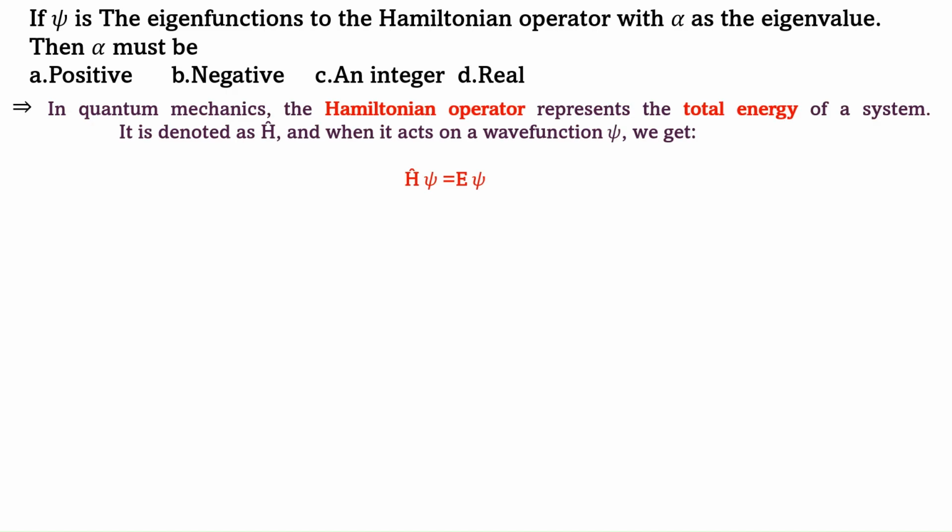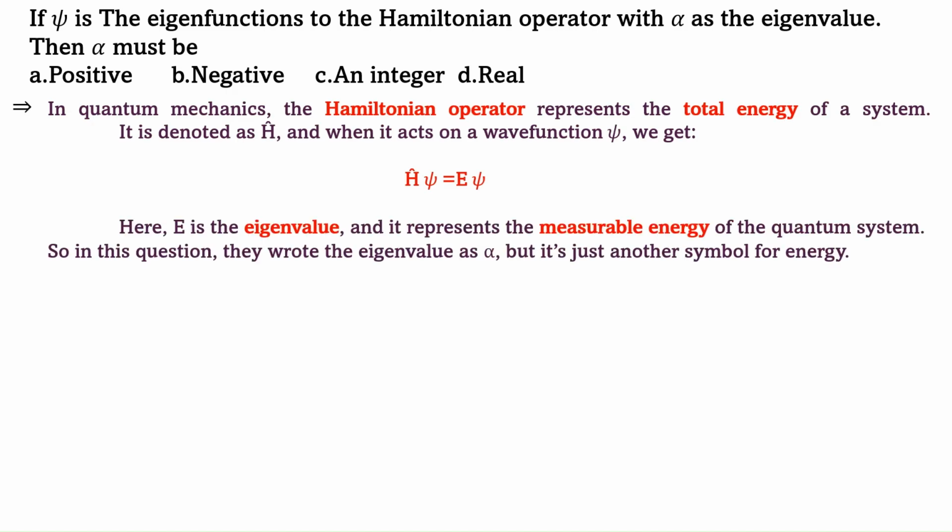What kind of values can energy take? Now we have to know. In quantum theory, one of the most important rules is that observables must have real values, because you cannot measure a complex number as energy. Since Hamiltonian is a Hermitian operator, its eigenvalues are always real numbers, never complex or imaginary.